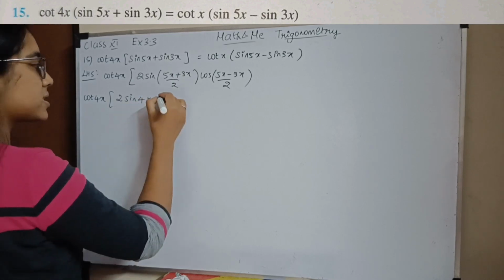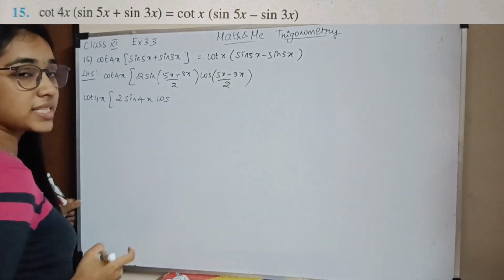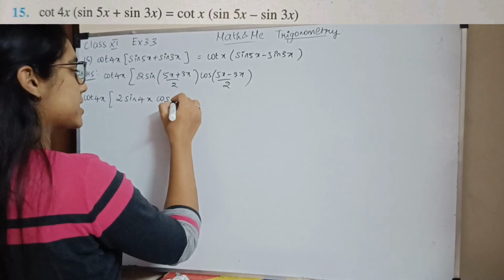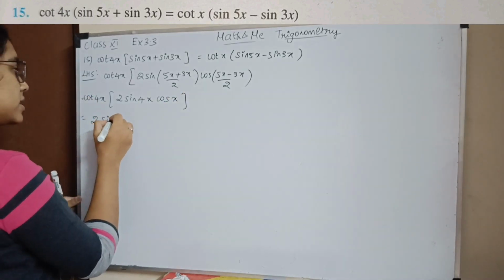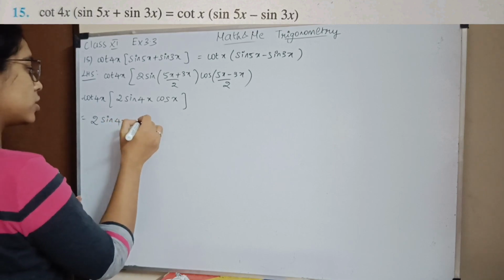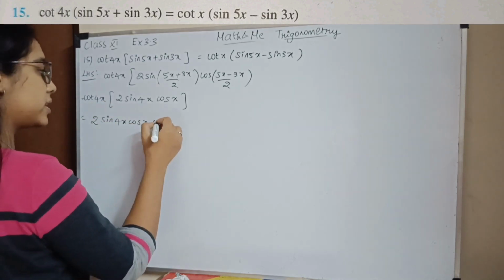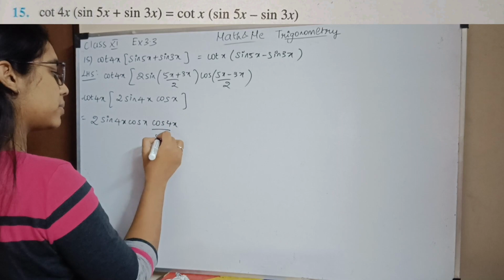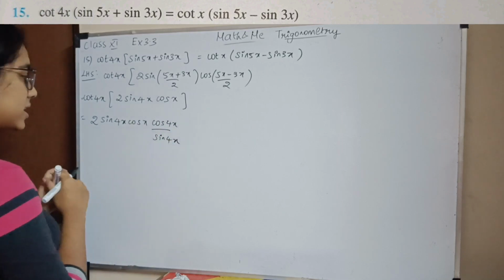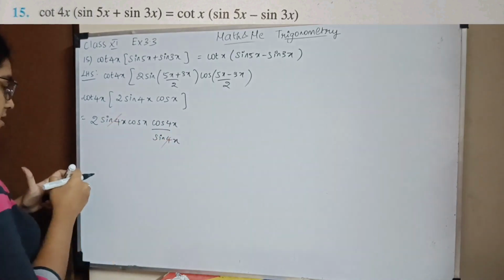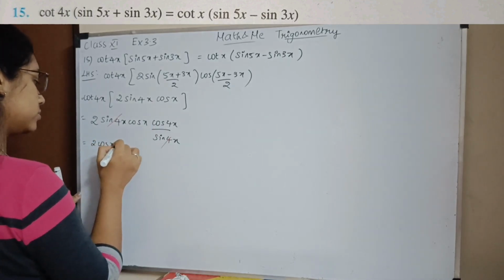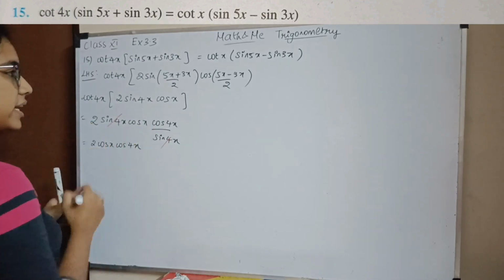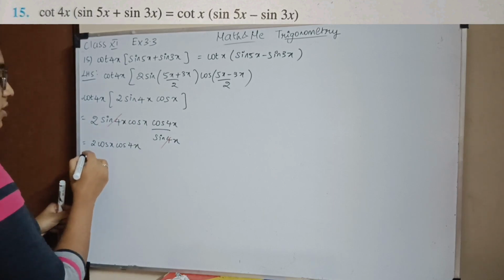So, sin 4x times cos of 5x minus 3x is 2x, 2x by 2 is x. So, here I have 2 times sin 4x cos x. Cot 4x can also be written as cos 4x divided by sin 4x. So, the sin 4x and sin 4x are getting cancelled. So, I have 2 cos x cos 4x. So, this is my LHS.